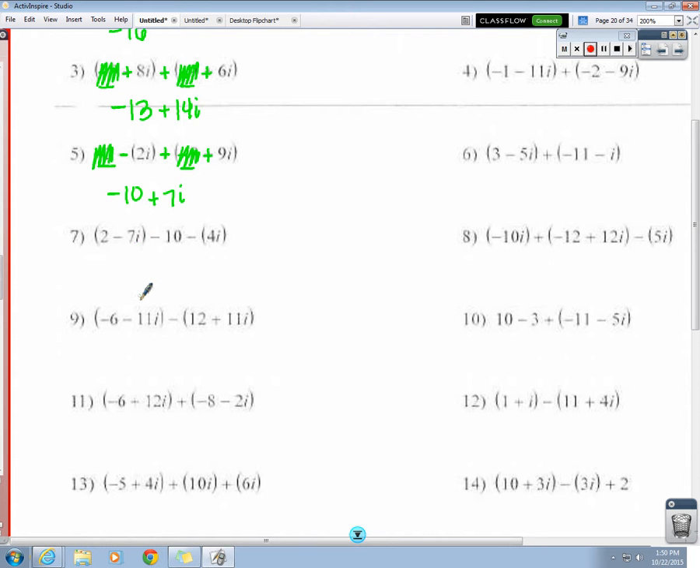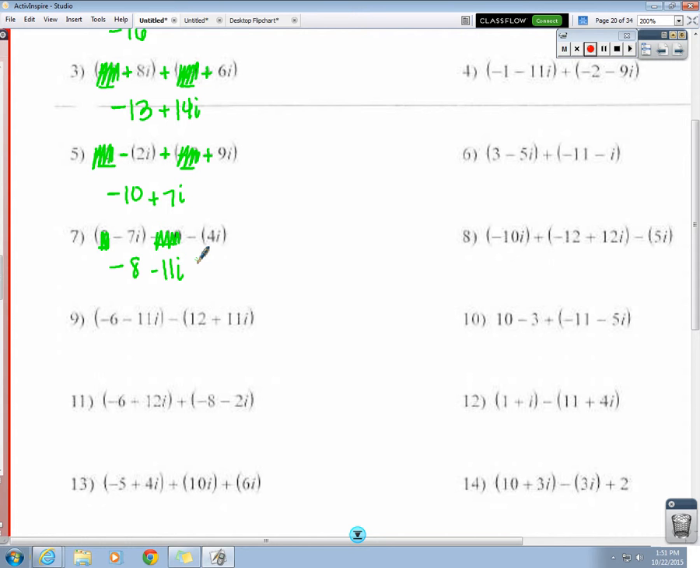Okay, so now let's look at number 7. Both of these are in parentheses, but there's nothing on the outside, so really there's no need for them. And then this is a -4i. There's really no need for those parentheses, so just kind of ignore them. You have a 2 minus 10, which is -8. And then you have a -7i minus 4i, which is -11i. Okay, so really what we're doing here is no different than what we just did on the previous page. Even though they are complex numbers, adding and subtracting them, there's nothing different.